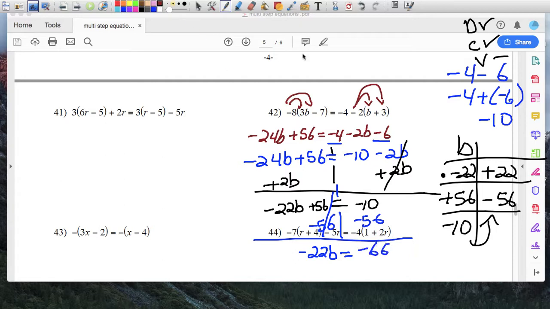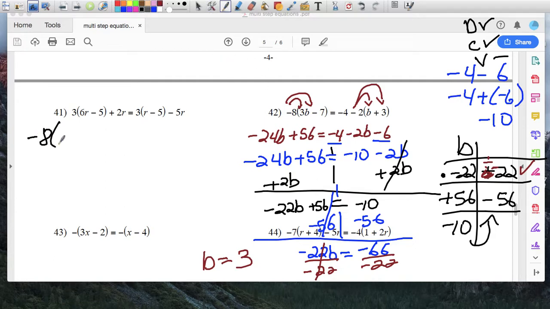I am going to now divide by 22, so not add. Divide by 22. Divide by negative 22, by the way. Sorry. Negative 22 divided by negative 22 is positive 1, and positive 1 times b is just b. Negative 66 divided by negative 22 is going to be positive 3. So my answer is 3. Let's see if that works out.